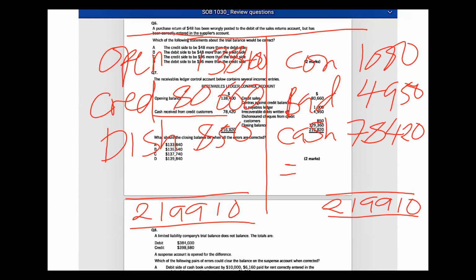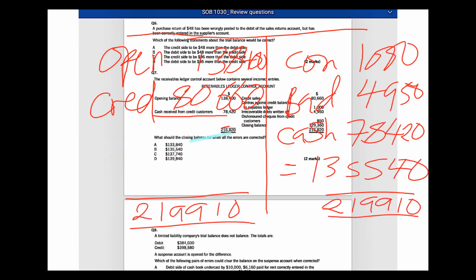You get the balance carried down. So this is 78,420 plus 4,950 plus 1,000, which is $135,540. Okay, so the balance brought down, the closing balance should be 135,540, which means B is supposed to be the correct answer.